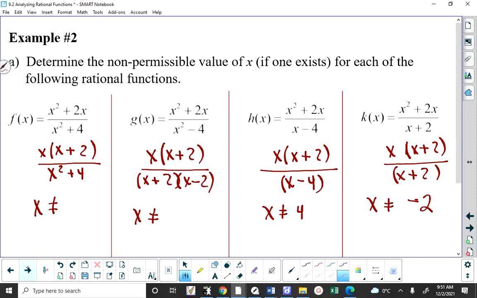X is not equal to 4 for h of x. X is not equal to plus or minus 2 for g of x. And there are no non-permissible values. There are none for the first one. So all we're doing for non-permissible values is looking in the denominator. Any questions with A?